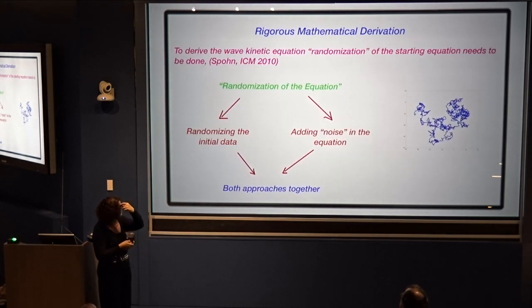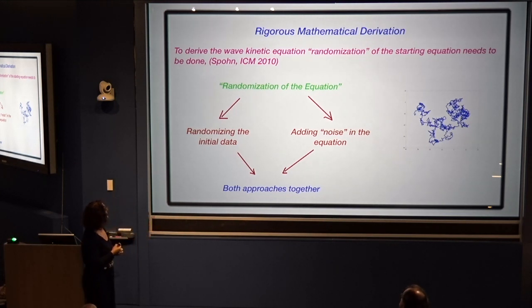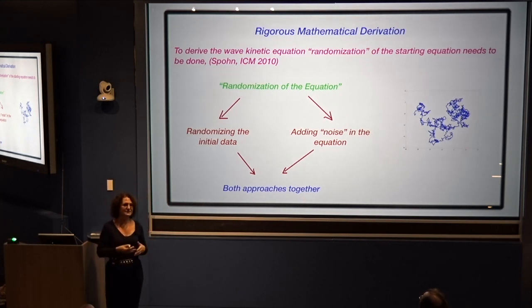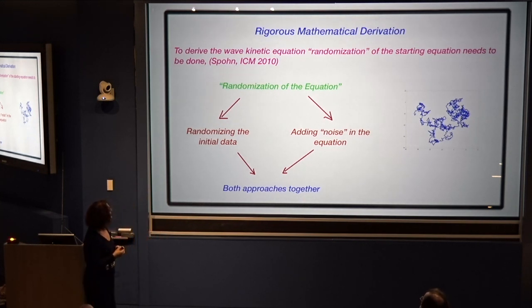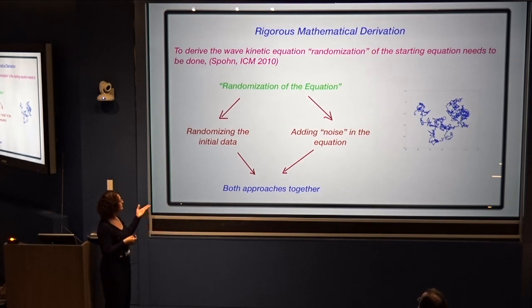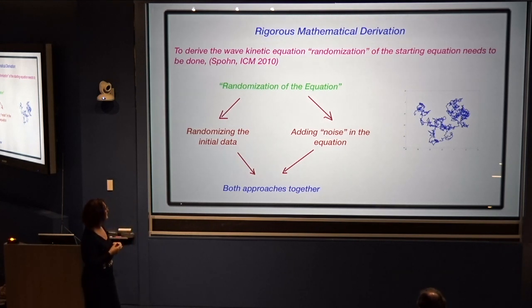Now, this was some physics, and we want to do some rigorous mathematics in it. In fact, Spohn in his talk at the ICM of 2010 said that you just need to introduce some probability. You cannot do this just in a deterministic manner. And how do you introduce the probability? Well, one possible way is randomizing the initial data. Another possible way is adding noise in the equation, and that's a picture of the Brownian motion. Those are typical noises that you can add in there, or the two things together.